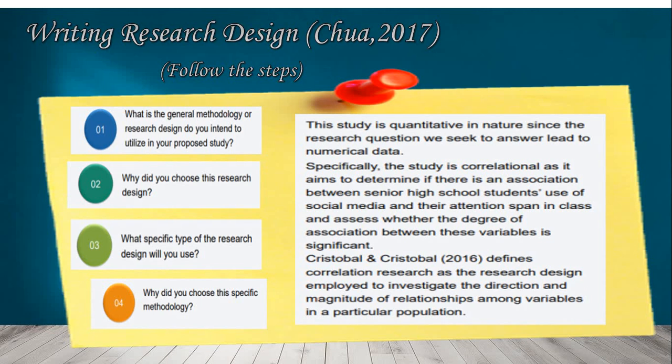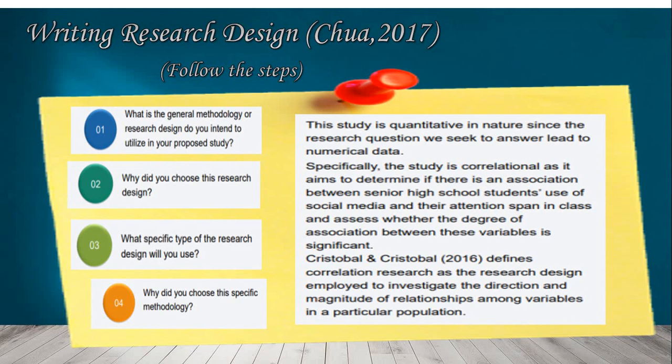So specifically, the study is correlational as it aims to determine if there is an association between senior high school students' use of social media and their attention span in class, and assess whether the degree of association between these variables is significant. So ibig sabihin, dito pinaliwanag kung bakit etong design na to yung pinili, dahil since ito ay correlational, hinahanap yung dalawang relationship. Pag hinahanap mo yung dalawang relationship with statistical treatment, that's quantitative research.